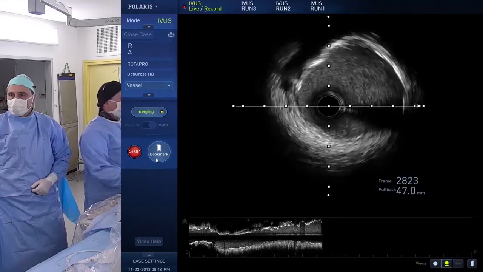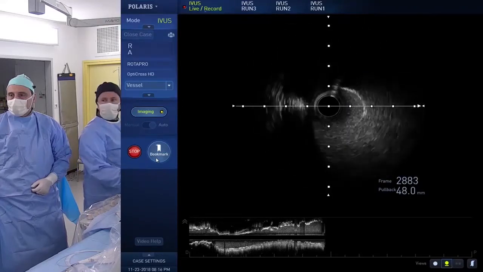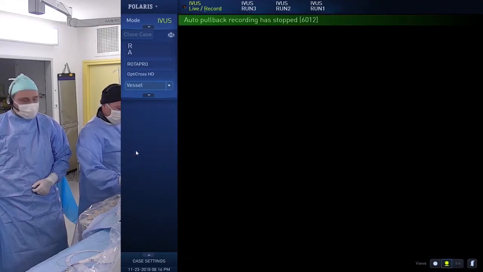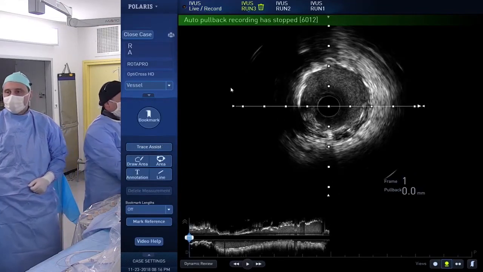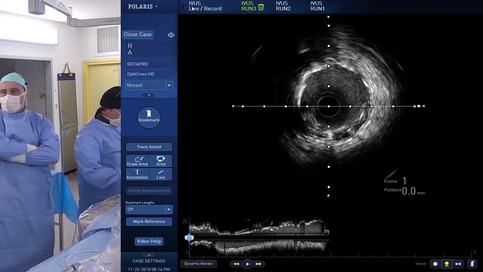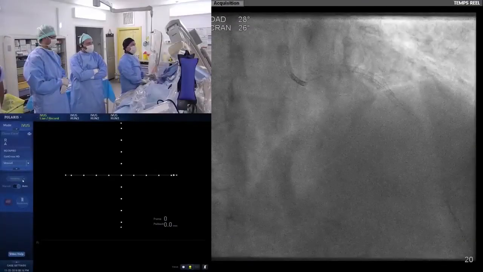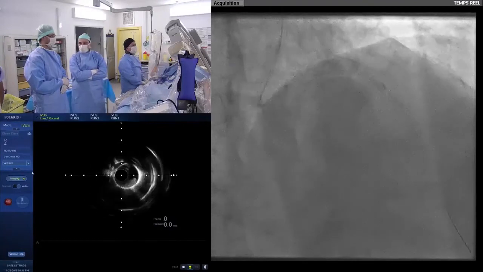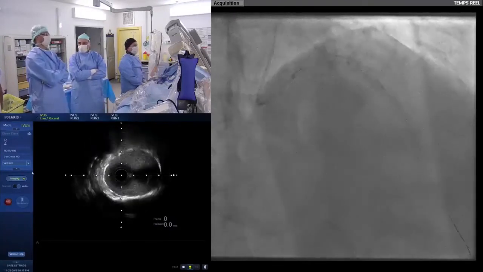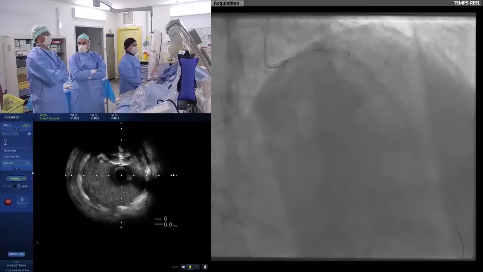I will just assess the ostial part. It went too quick. Sorry, we can go back again. We will do it again. Yeah, at least for the left main, because we lost the... Maybe we can just do it manually by direct view. Yeah. So I am... Yes, there you are. Okay, so.